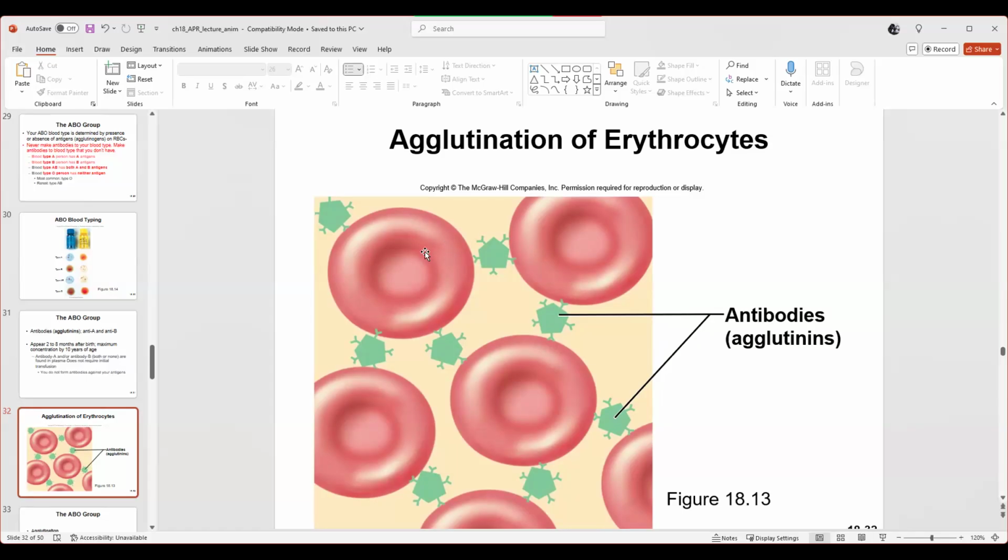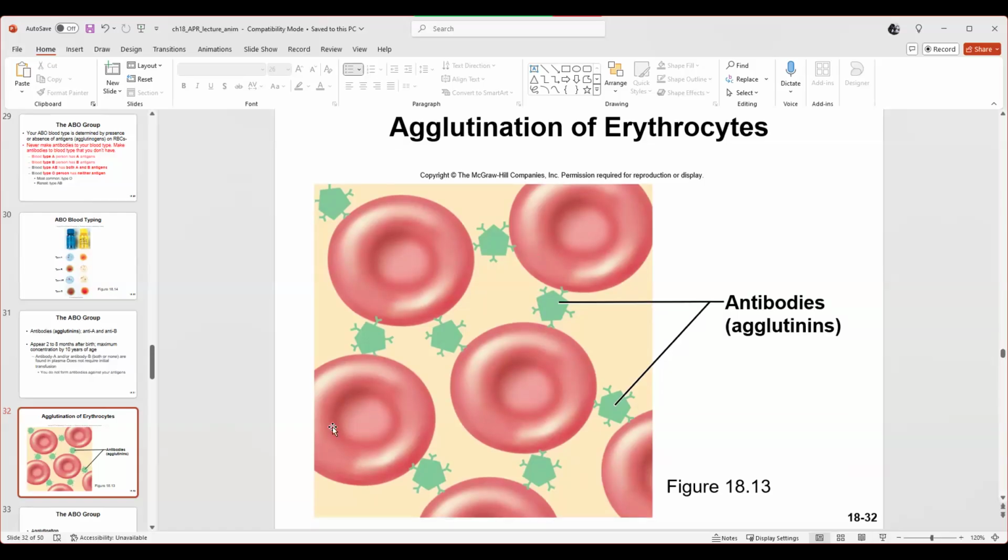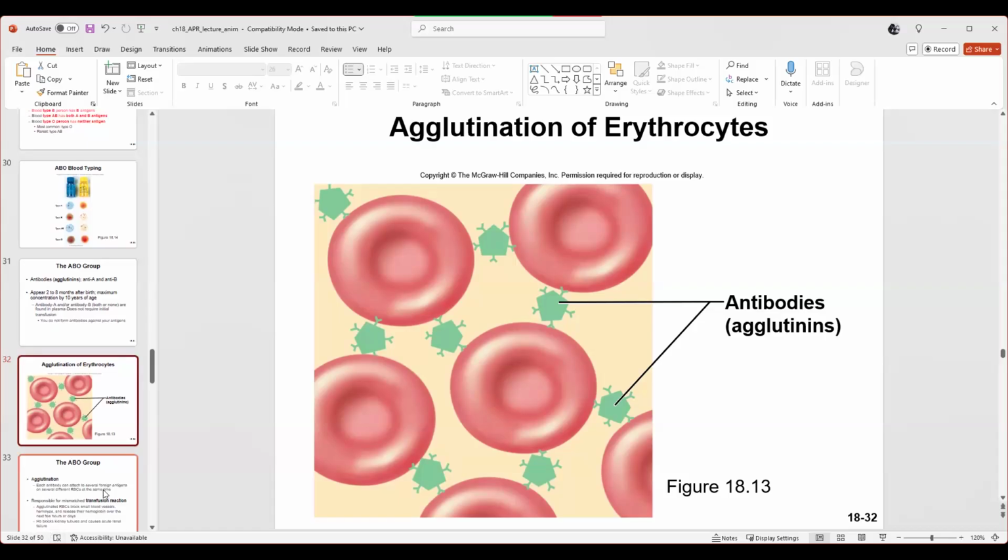If I'm type A, I'll have antibodies to B, right? So if I'm given type B, what happens? The antibodies will connect to other red blood cells, forming this larger clot. This larger clot then moves like an emboli, and they can deposit anywhere: the brain, the heart, the GI tract, everywhere that you have blood vessels, which is everywhere, right?